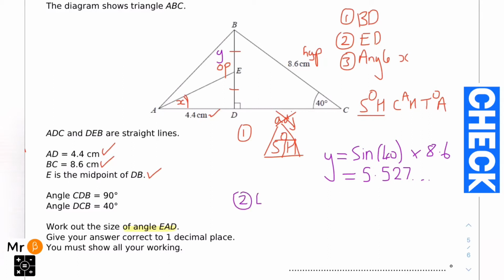Step 2 is to work out our length ED. Well, it's the midpoint between BD. So if we just work out what half of BD is. So this is where we use our answer button and we divide it by 2 to give us 2.763. And finally, we're going to use that now to work out our missing angle. So I can label on ED is this 2.763.